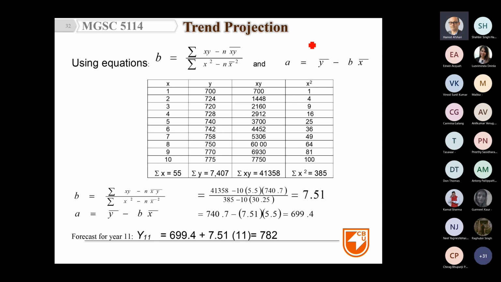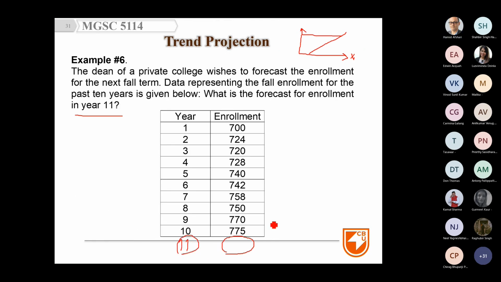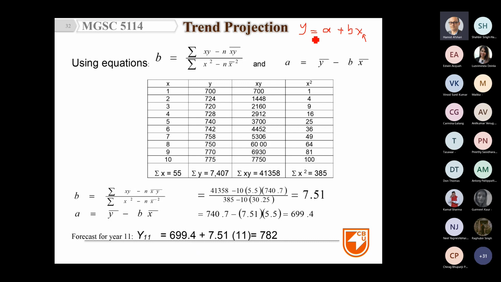So what was the formula? The formula was y equals a plus bx. I already know that x will be 11, because I'm predicting for period number 11. But do I know b and a? Not yet. So my focus should be finding a and b, because if I know a and b, and I already know x, I can easily find the number of enrollments in year number 11.